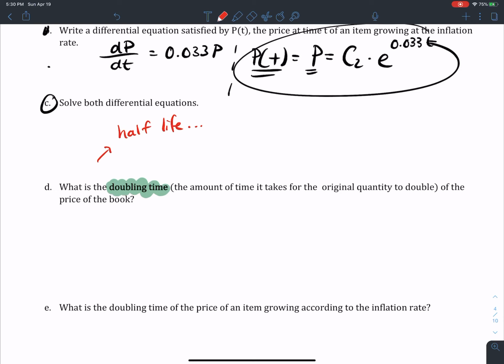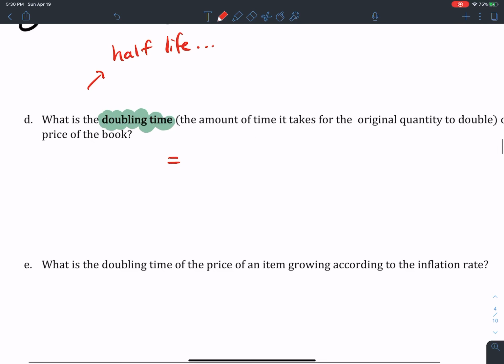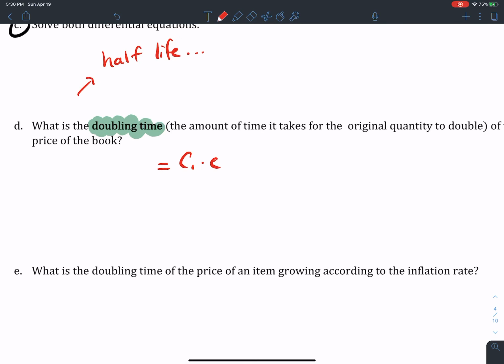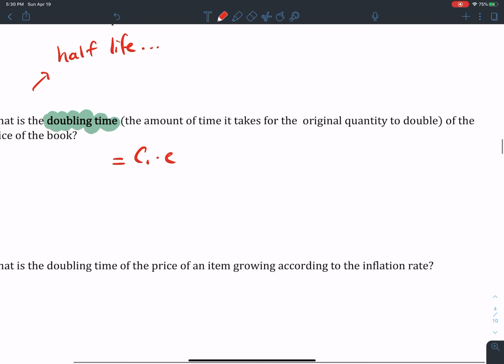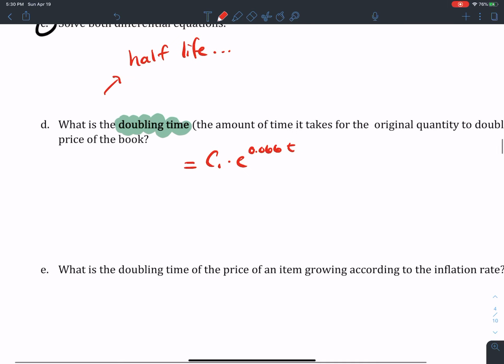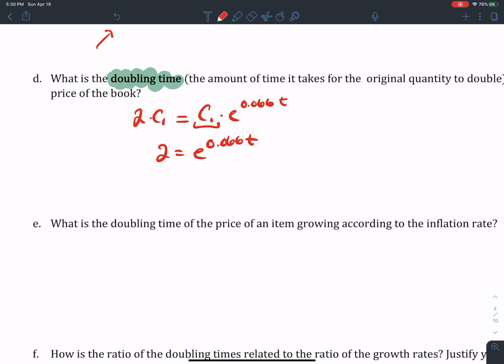So with the price of the book, again, the formula that we had was C1, which we don't necessarily know because we don't know what that price started at in 1980, times e to the 0.066t, since the book was growing at 6.6%. Now the idea here that I like is it doesn't matter what the price of the book started at in 1980. If I wanted it to double, the growth rate is what's going to make that happen. That's because it's going to be proportional to the size. So when I divide by C1, it just goes away. So the growth rate here is what's really going to be affecting our doubling time. And I just kind of like that elegance in the math here.